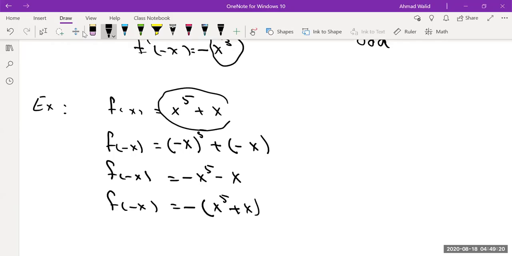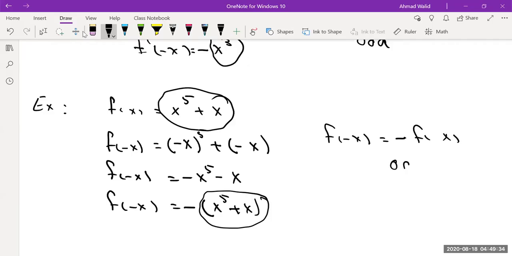Check. This was your f of x. This is the same as f of x, but you have a negative outside. It means your f of negative x equals the negative f of x. It means your function is what? Your function is odd. Correct? Hope this example could explain everything to you.